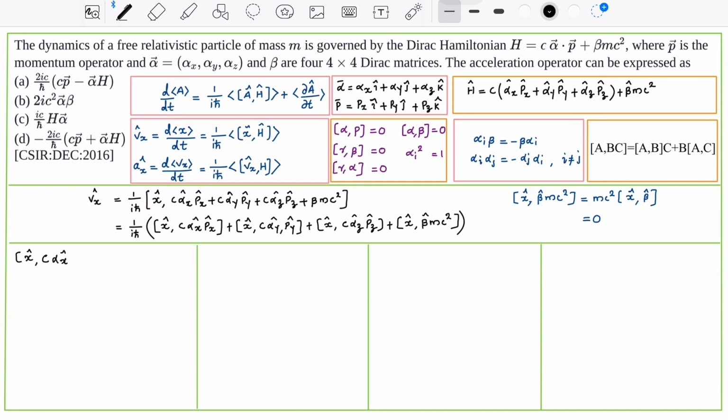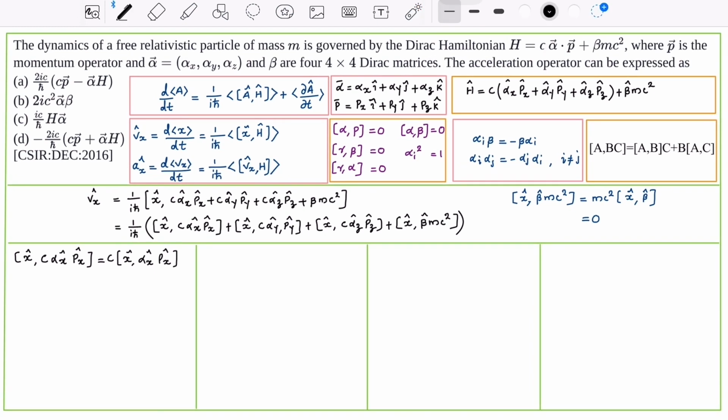Now let us find out the value of the commutator of x and c αx px. This is equal to c times the commutator of x and αx px. We have a standard equation for the commutator of A and BC. Using that equation, we can find the value of the commutator as c times [the commutator of x and αx, px, plus αx times the commutator of x and px].